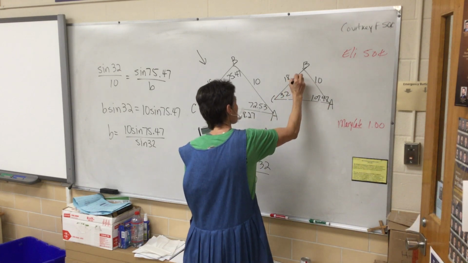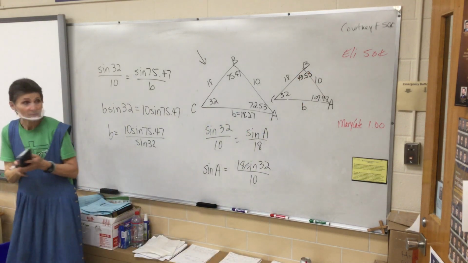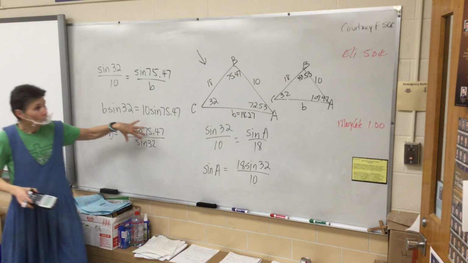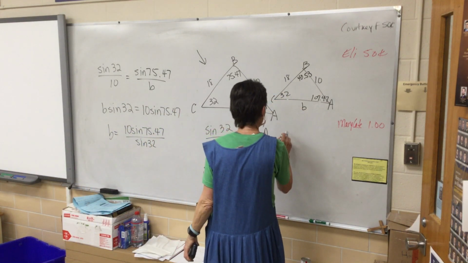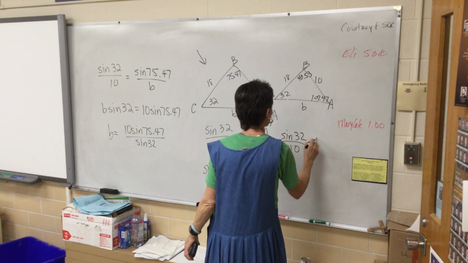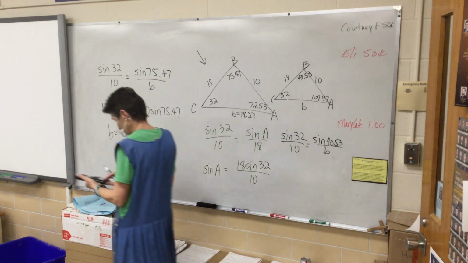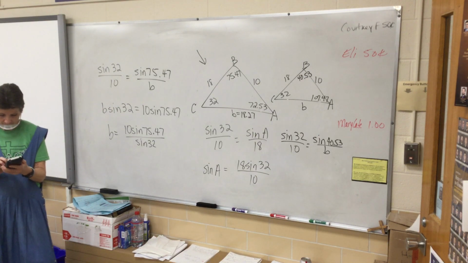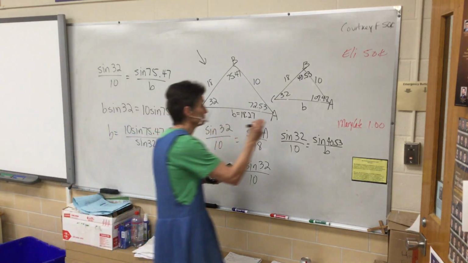40.53, is that what you said? And then we have to find the other side B on this triangle, our second triangle. We do it exactly as we did over here, but we'll use 40.53 as our angle. So still falling back on sine 32 over 10, but now sine 40.53 over B. Yep, 12.26, perfect.